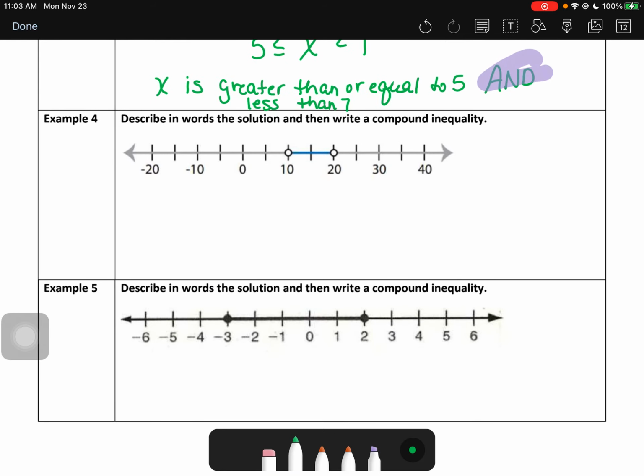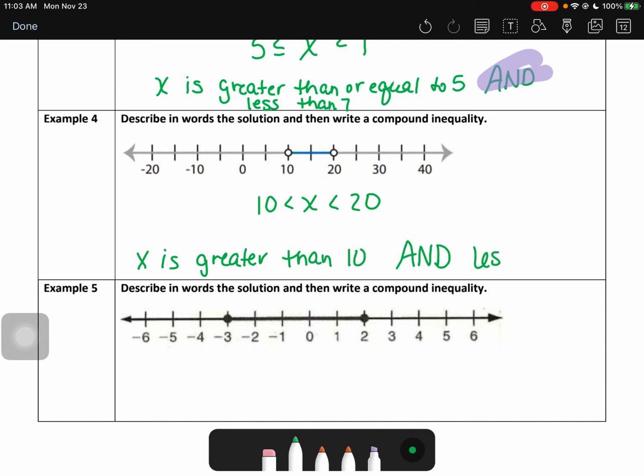So we're shaded in the middle, we know it's an and, so we start with 10, and we know that our variable's in the middle because we've shaded in the middle, and then we know it's an and situation. X is greater than 10 and less than 20. This is an and situation.